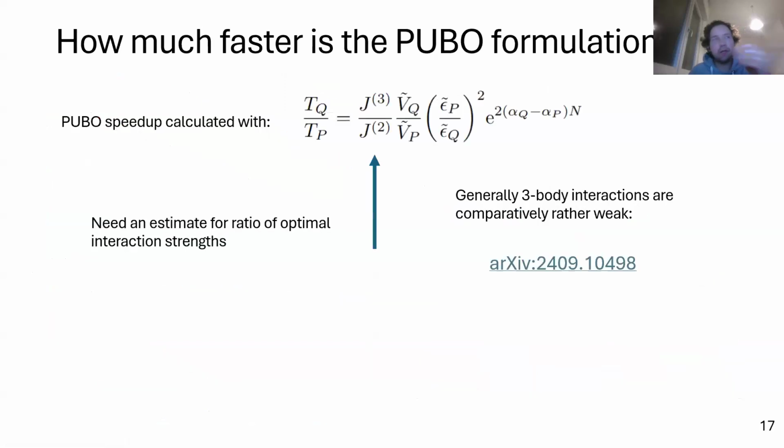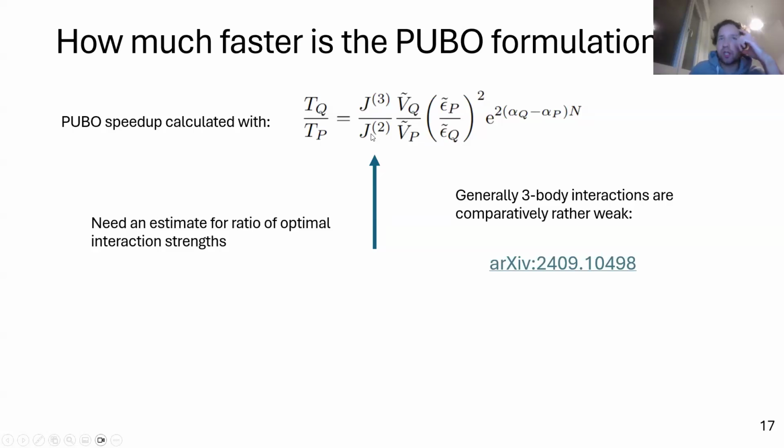And we can then calculate how much faster the PUBO version is than the QUBO version, using this formula, which I introduced at the beginning. Now we just have to plug in our numerical fit data for the epsilons and the alphas. For VQ and VP, which are the matrix elements of the adiabatic theorem, they can be computed numerically. They are around 0.5 to 1, depending on the instance, and they scale at most polynomially.